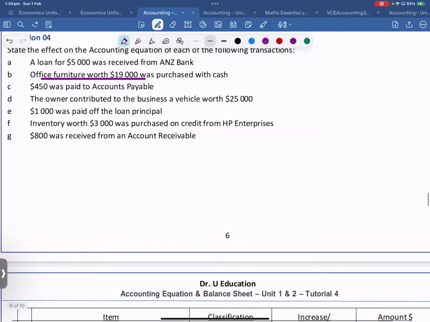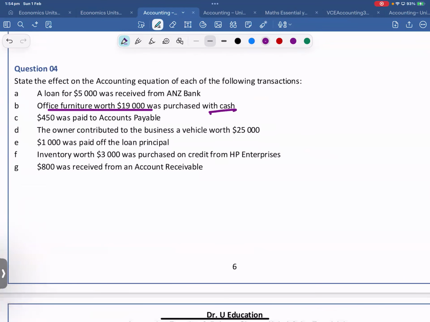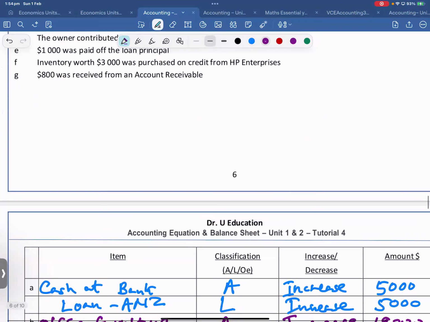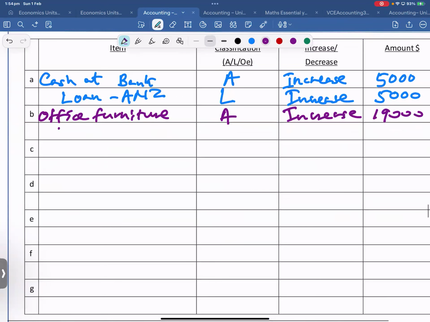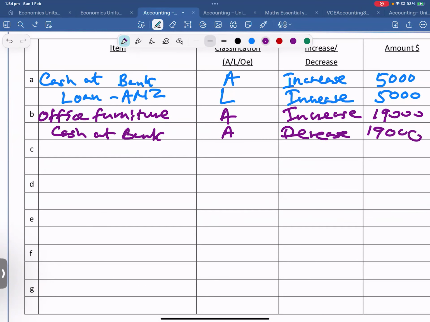Right. Purchase with cash. What's the other item affected? Cash at bank. Very good. What happens? Wonderful. Cash at bank, an asset, decreases 19,000. I think you should be fine. Okay, do you want to try the rest or do you need my help? I'll try. Okay. Try with the pencil if you're not sure.